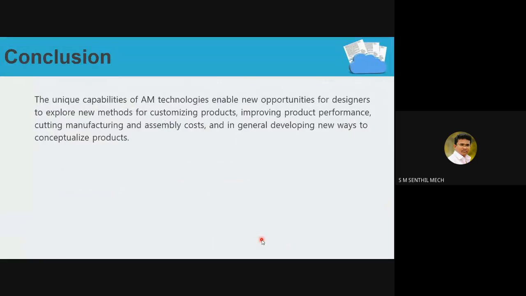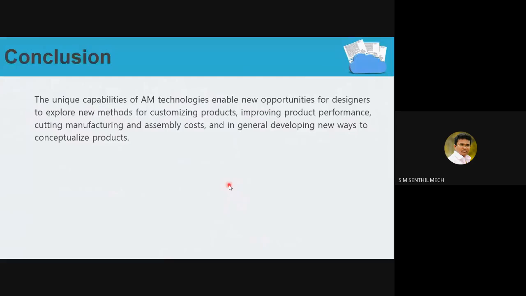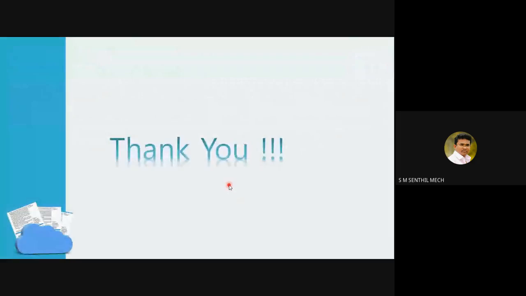With this we are going to conclude this session, in which you observed the opportunities for customizing product performance and cutting manufacturing costs, in general developing new ways to conceptualize products. With this, the first half of your unit 5 comes to an end.